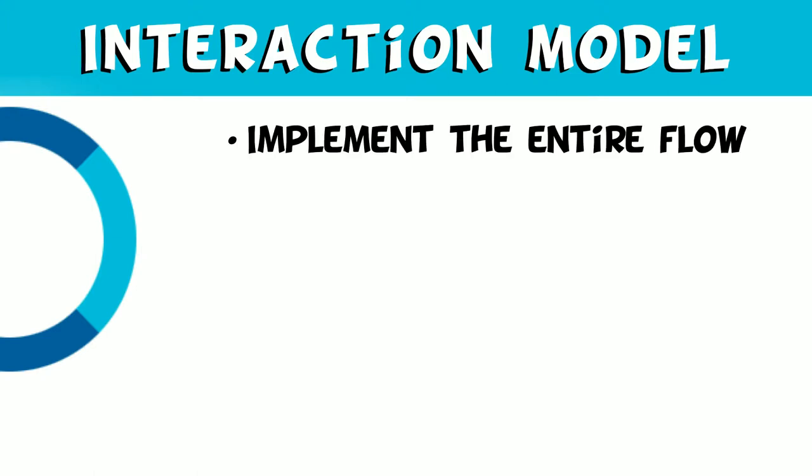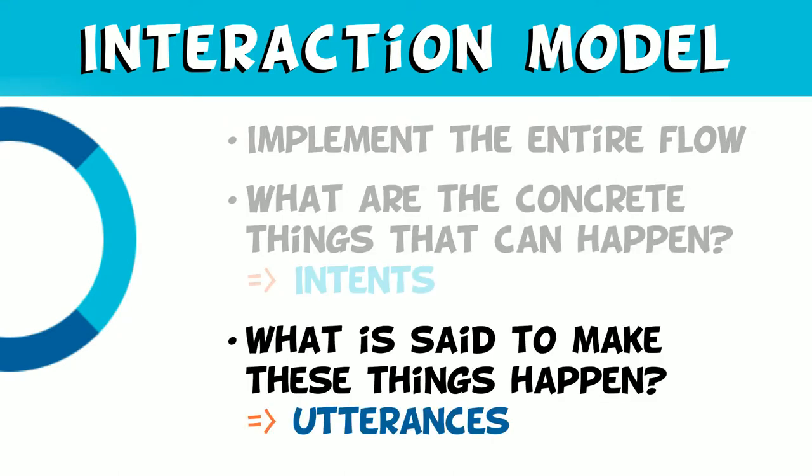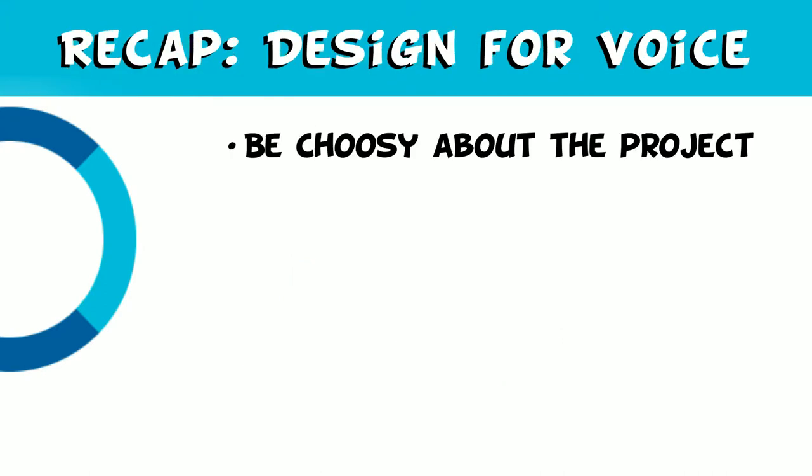The final step in the voice design process is to actually implement this and configure and create the interaction model. This is an actual implementation step and is a key process in creating a custom skill, and it's something that we'll go over. In this step, you want to take your flow diagram and ascertain what are the concrete things that can happen in this interaction. These are our intents. And what are the specific things that people can say to invoke those intents? Those are our utterances.